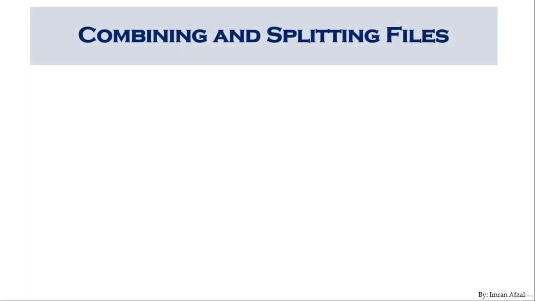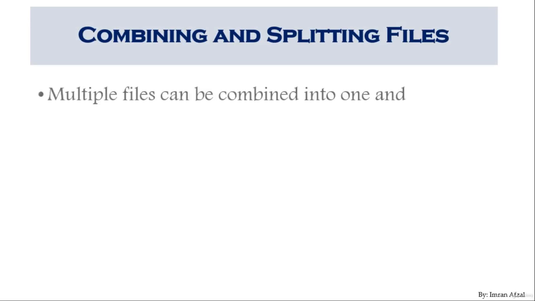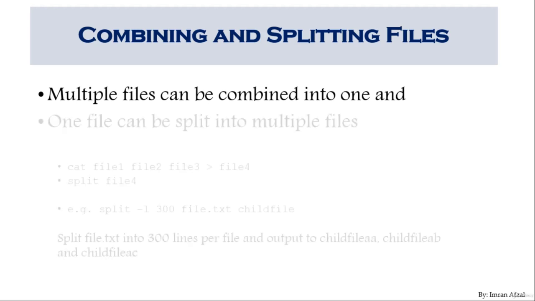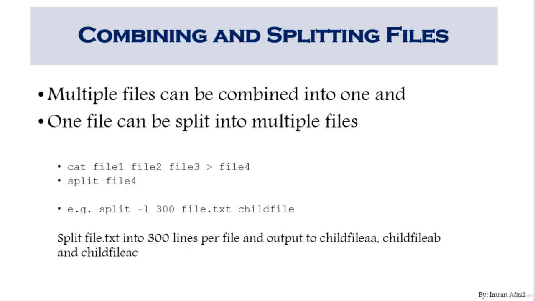Next topic we have is combining and splitting files. You could combine multiple files into one, and you could split one file into multiple files. Just an example right here, when you cat 3 files, you could output all those files into a 4th file, which you call file 4. So whatever the contents of those files 1, 2, 3 are, they will be combined and pushed out to file 4. So that's how you combine it.